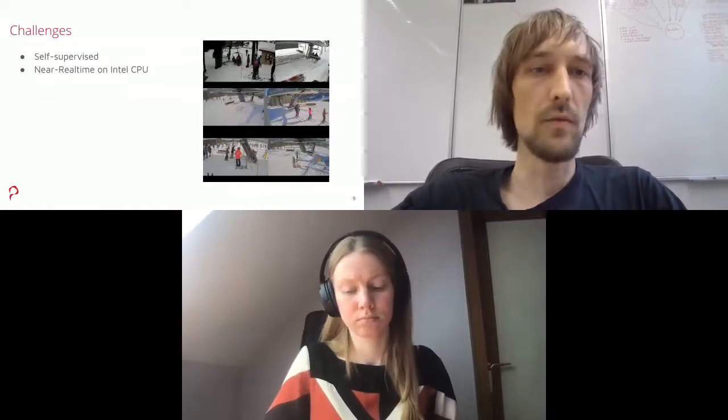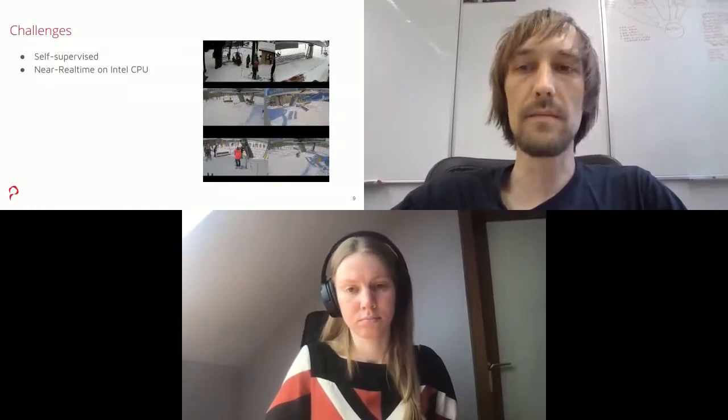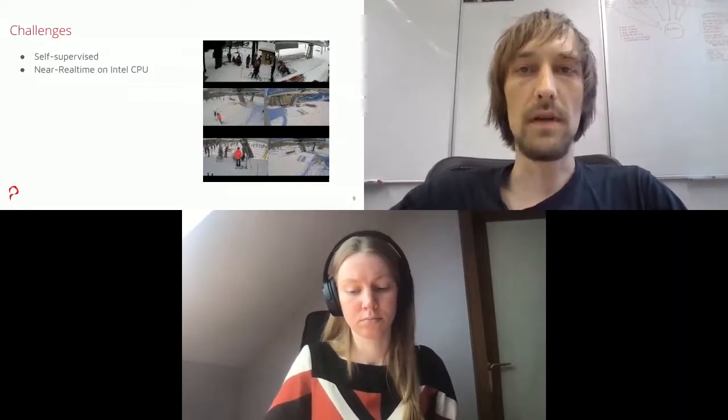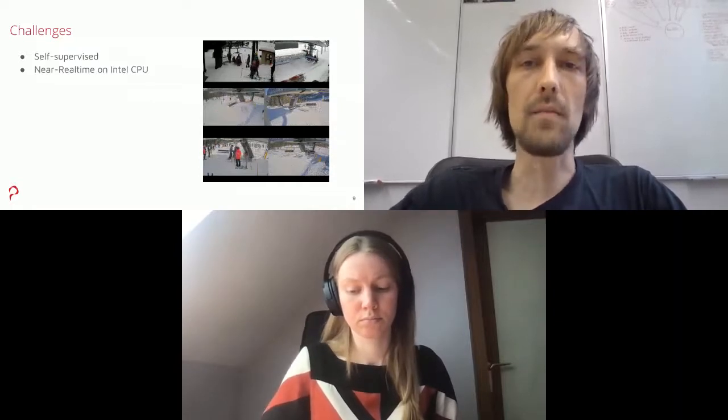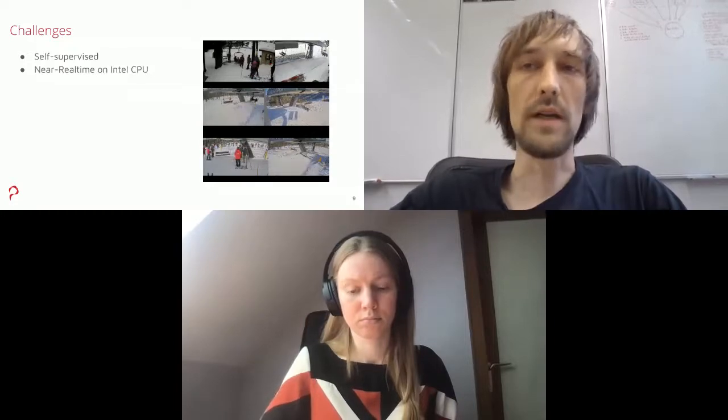And also important, we build a near real-time system. The model needs to be lightweight enough to run on some Intel box at the load and unload location.